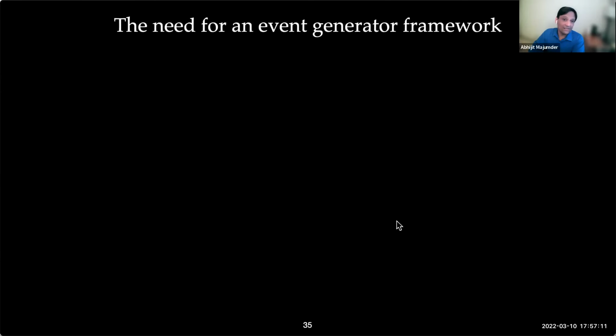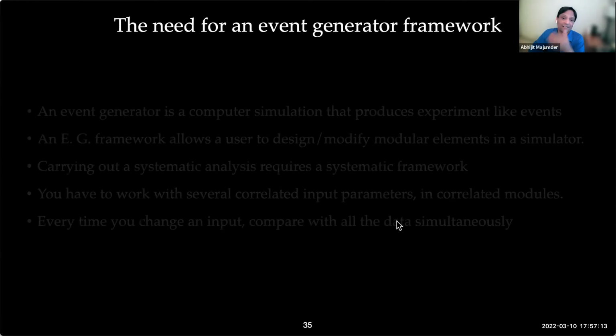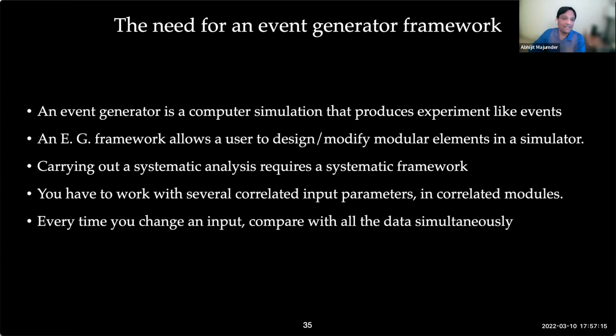To do all of this, you need a kind of event generator framework. So what is an event generator framework? An event generator is basically a computer simulation that produces experiment-like events, and a framework is something that allows a user to only work on one module while keeping everything else unchanged. You can replace one module and keep everything else unchanged. Now, you leave the hydro the way it is, you leave the fragmentation the way it is, you leave the initial production the way it is, and you just work on the energy loss.